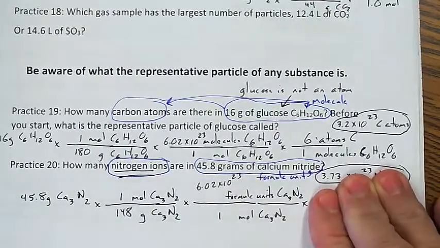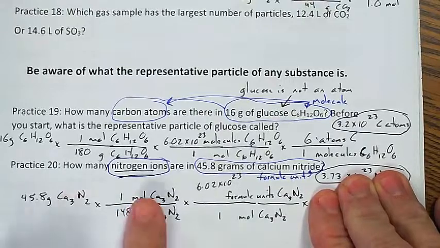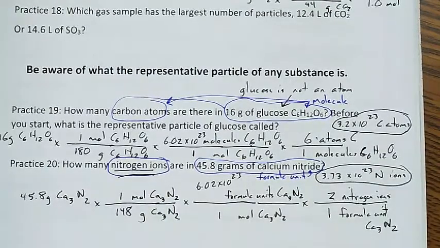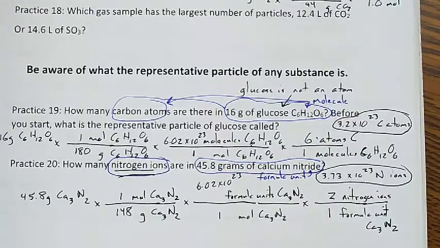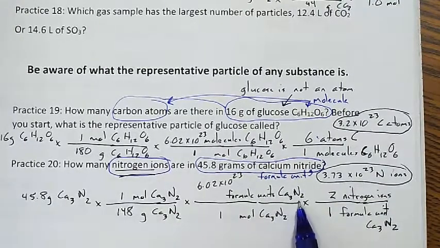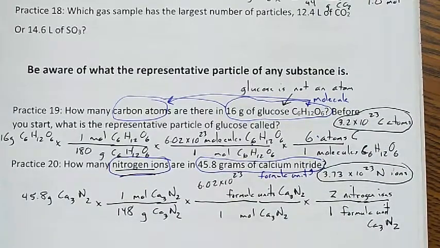You're done right there. Again, go from mass to moles to formula units, because remember, formula units are particles. It is the smallest part of an ionic compound. And you'd be done, but they want to know how many individual nitrogens are there, and since each formula unit has 2 nitrogens, all you're doing is multiplying your final answer by 2. So pay close attention to problems like that.